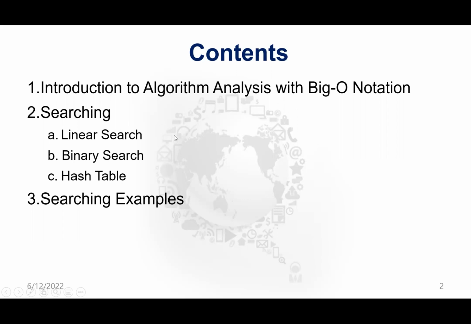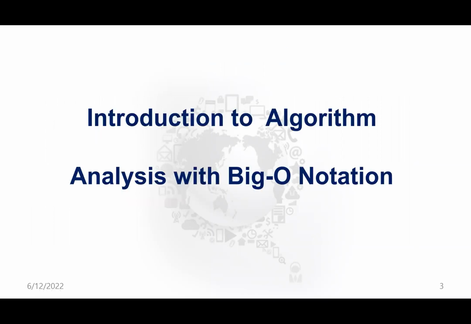These are the three searching methods that we are going to see, like linear search, binary search, and then we will learn what is a hash table. Okay, because when you store your data in a hash table, the searching will become faster. Okay, then the last topic that we are going to see is one example for searching, a problem that you're searching, okay, to solve. Okay, so let's look at our first part, introduction to algorithm analysis with big O notation.